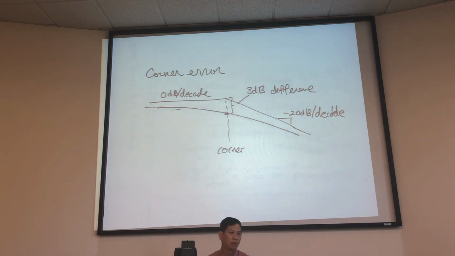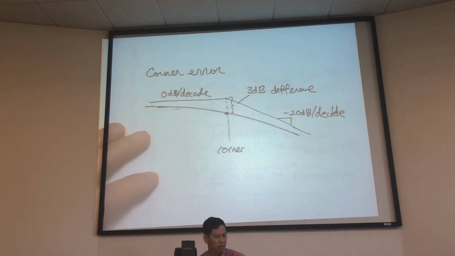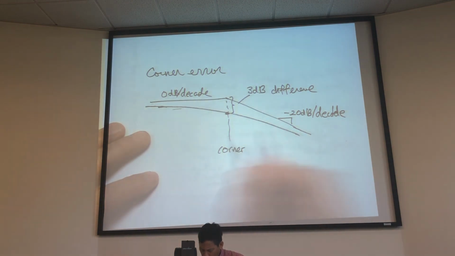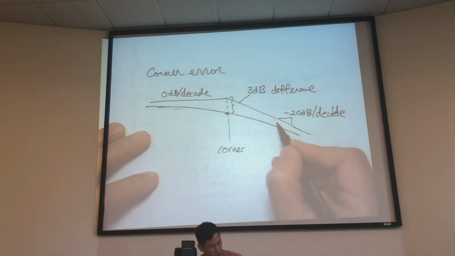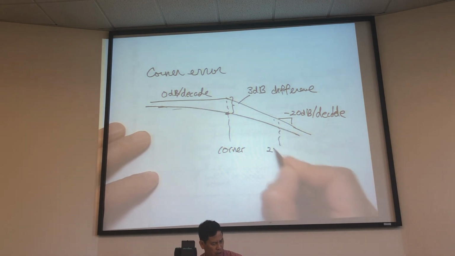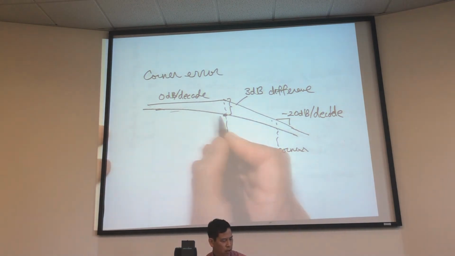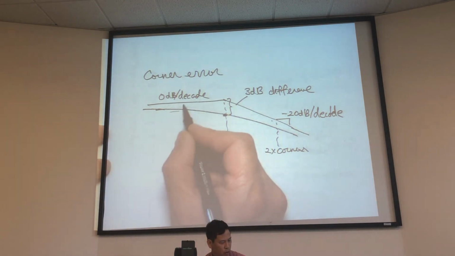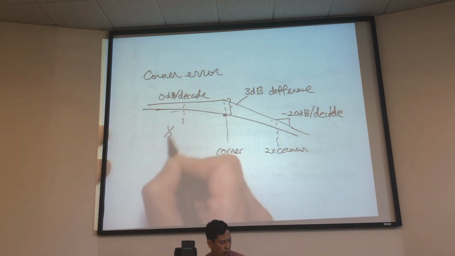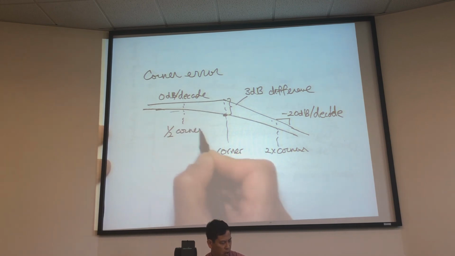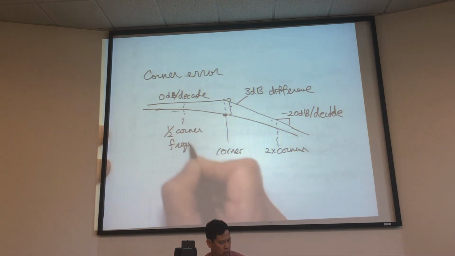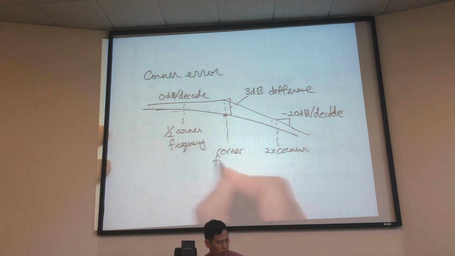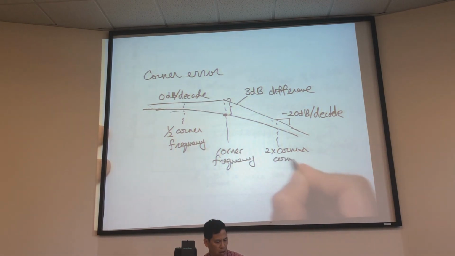If you're obsessive compulsive and want to put in a few more dots, let's go away to 1 octave away from the corner. This is 2 times the corner. Let's come away 2 times the corner this way, 1/2 of the corner. This is 1/2 corner, 1/2 of the corner frequency. This is the corner frequency right here. And this is 2 times the corner frequency.